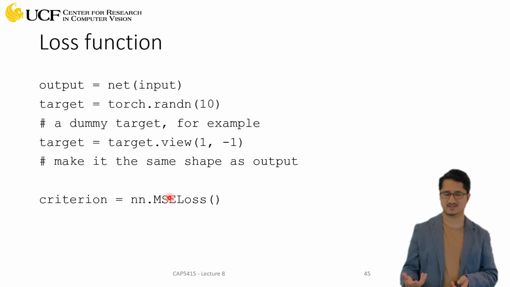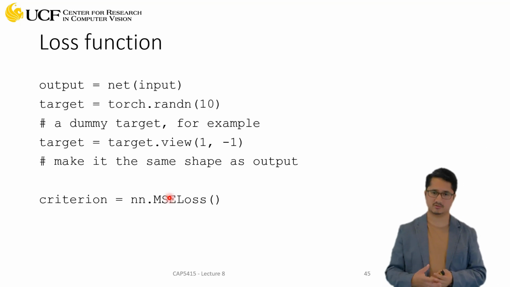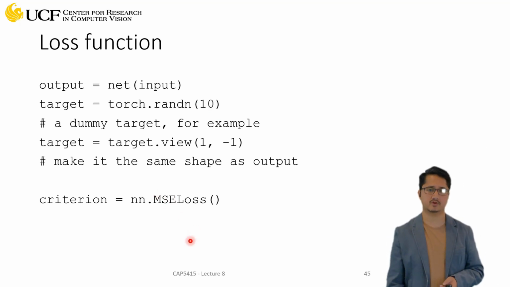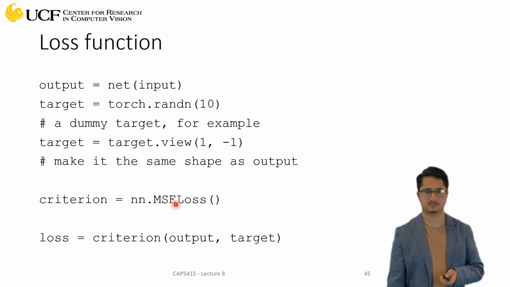And again, nothing fancy, you don't have to do anything. You just need to understand what kind of loss function you need for your problem. And you just define this criterion, again from the NN package. If you want to compute mean squared error loss, you just call this function. And it's pretty straightforward after that.